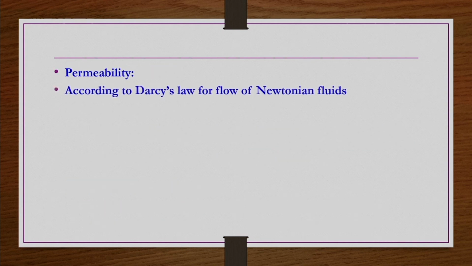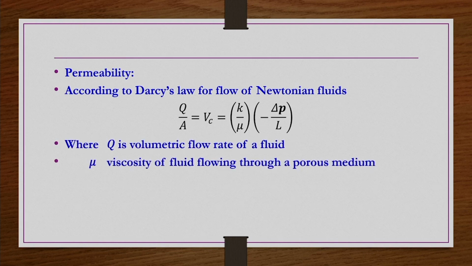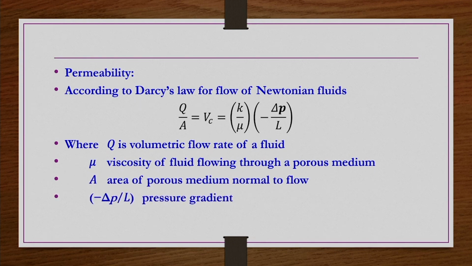Then permeability. According to Darcy's law, for the flow of Newtonian fluids, the velocity of the fluid flowing through, or the volumetric flow rate per area of the bed, is proportional to the pressure gradient and inversely proportional to the viscosity. The proportionality constant K is known as the permeability. Q is the volumetric flow rate of fluid, mu is the viscosity of fluid flowing through the porous media, A is the area of porous media normal to the flow, and minus delta P by L is the pressure gradient. Next, K is the permeability of the porous media.